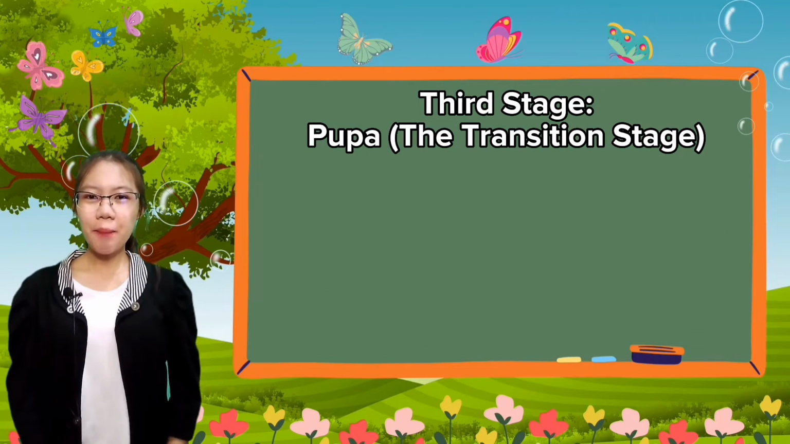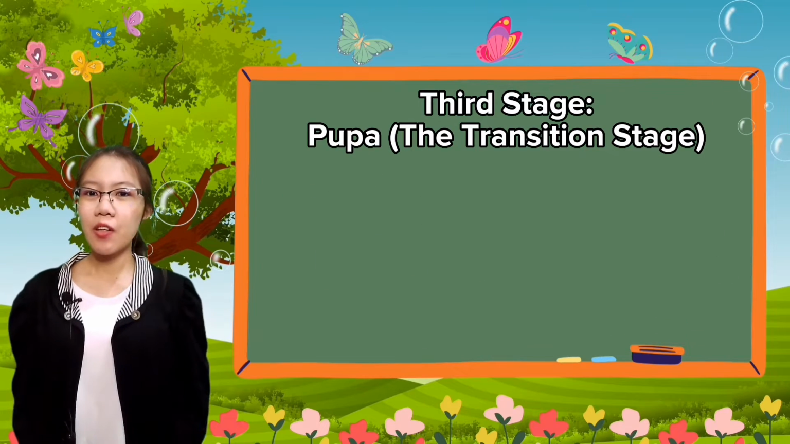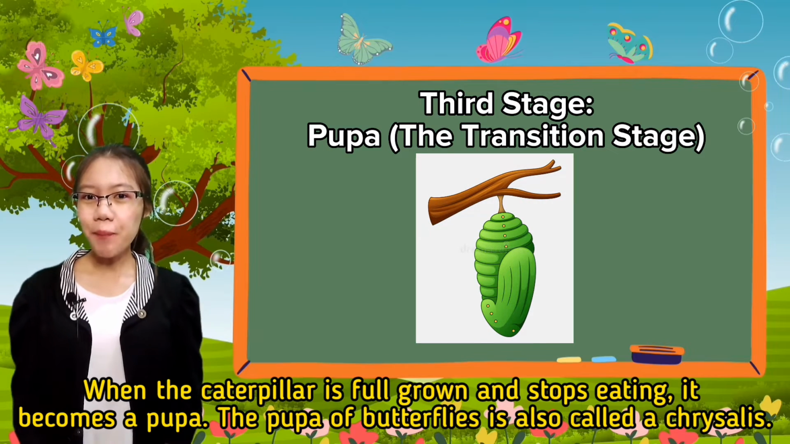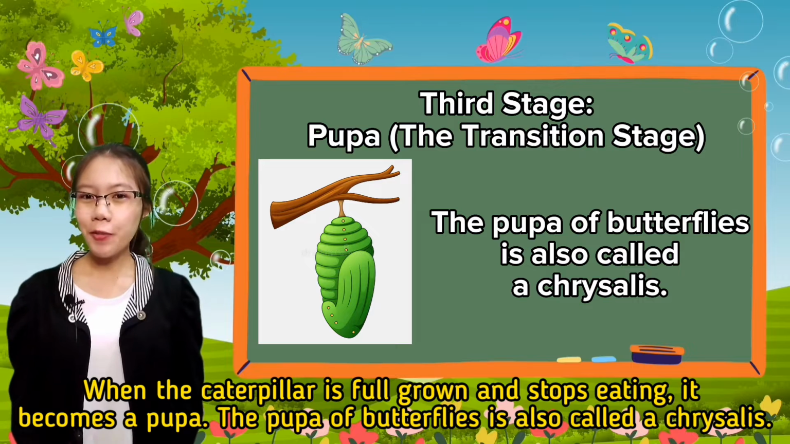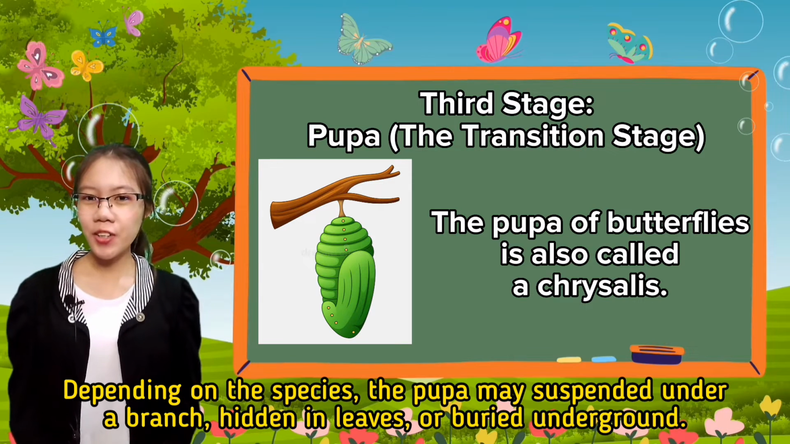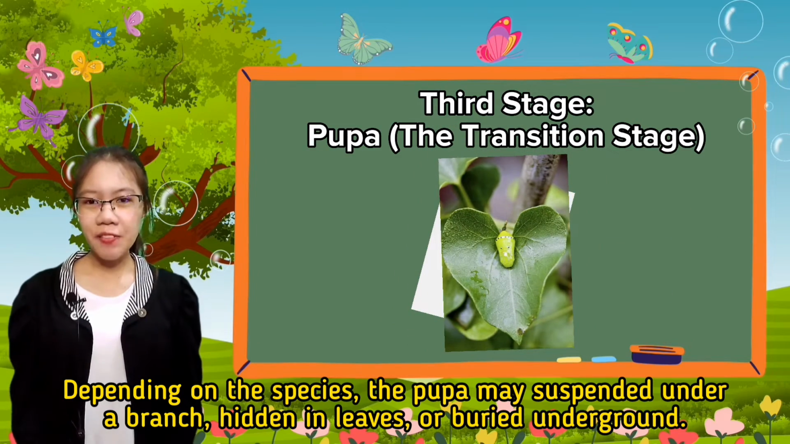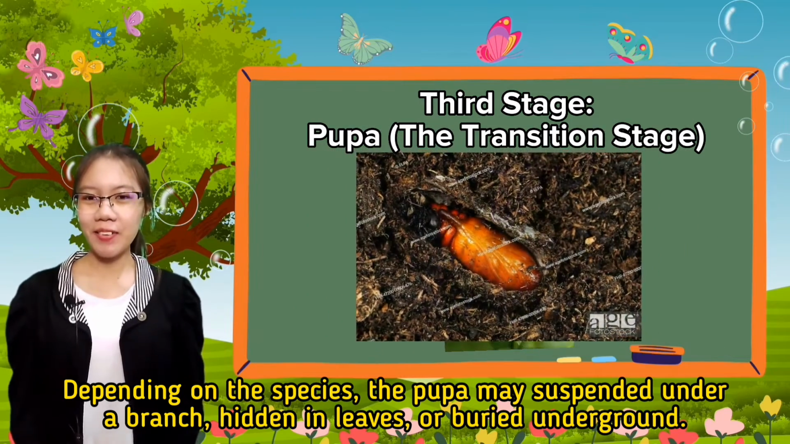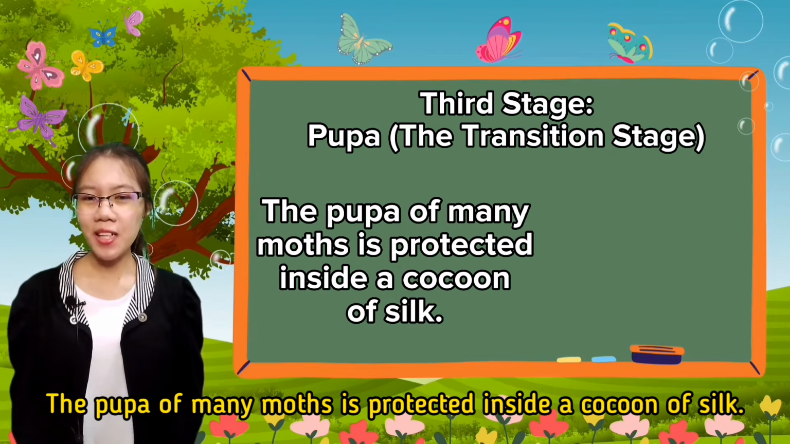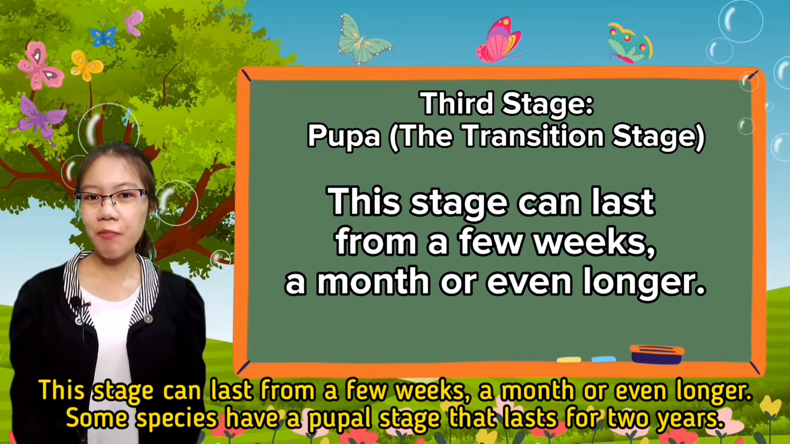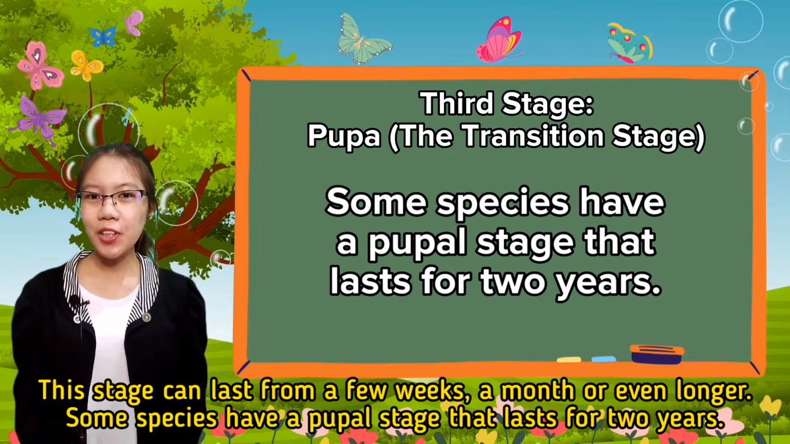Third stage, the pupa or the transition stage. When the caterpillar is full grown and stops eating, it becomes a pupa. The pupa of butterflies is also called a chrysalis. Depending on the species, the pupa may be suspended under a branch, hidden in leaves, or buried underground. The pupa of many moths is protected inside a cocoon of silk. This stage can last from a few weeks, a month, or even longer. Some species have a pupal stage that lasts for 2 years.